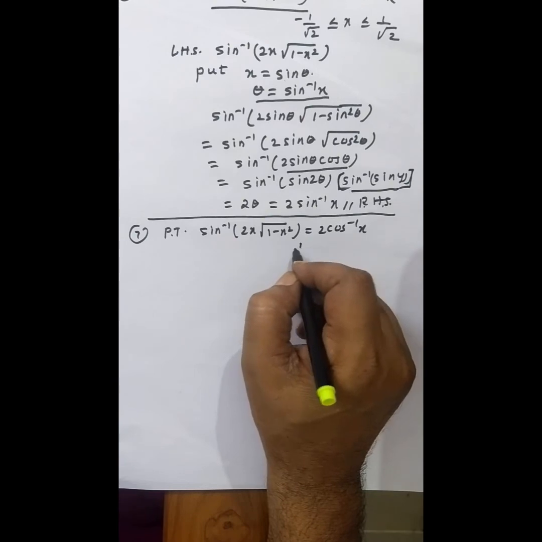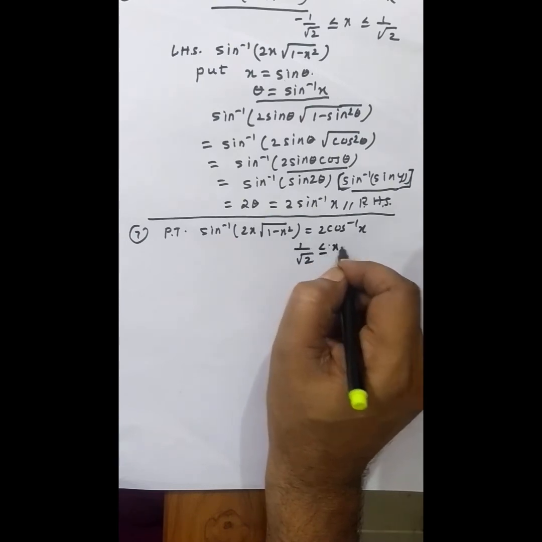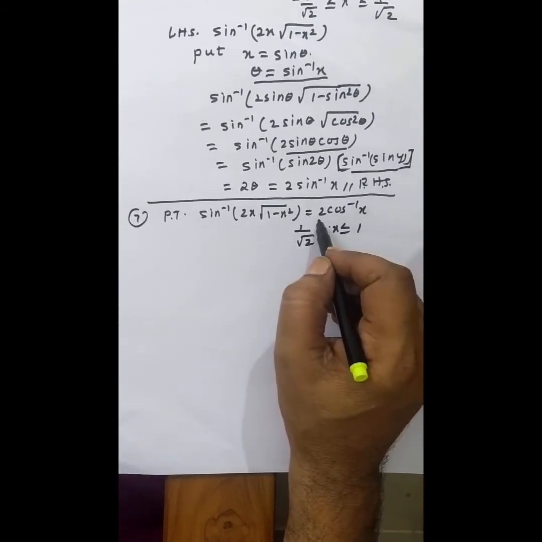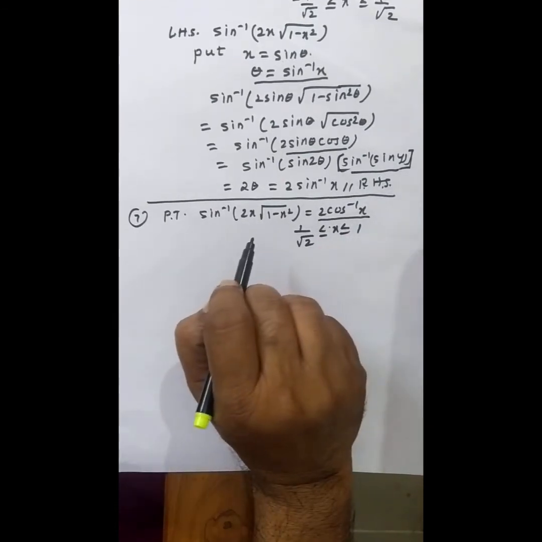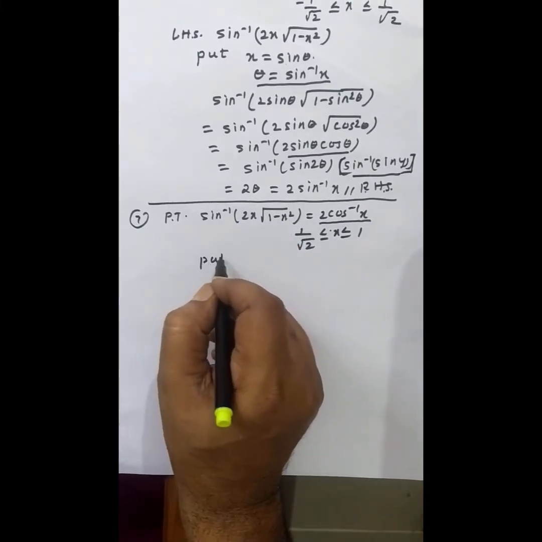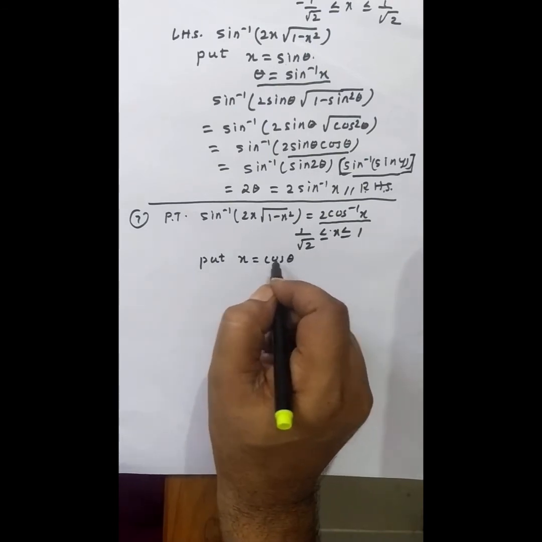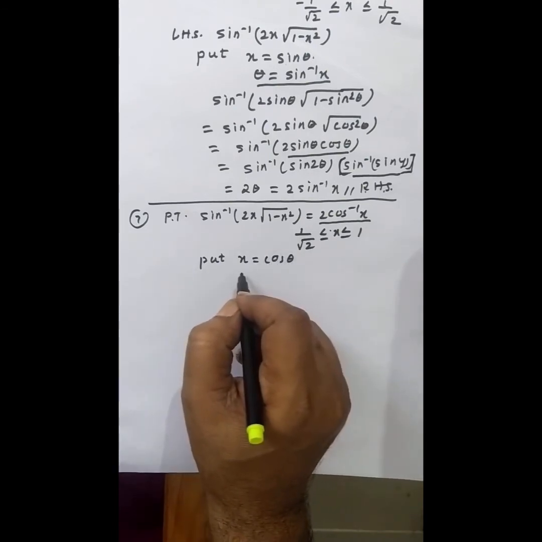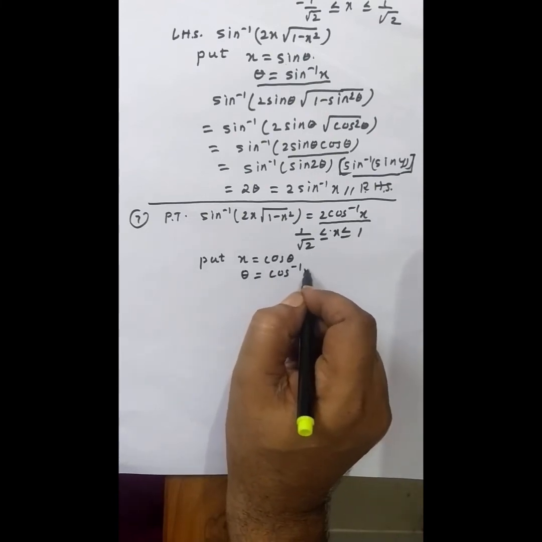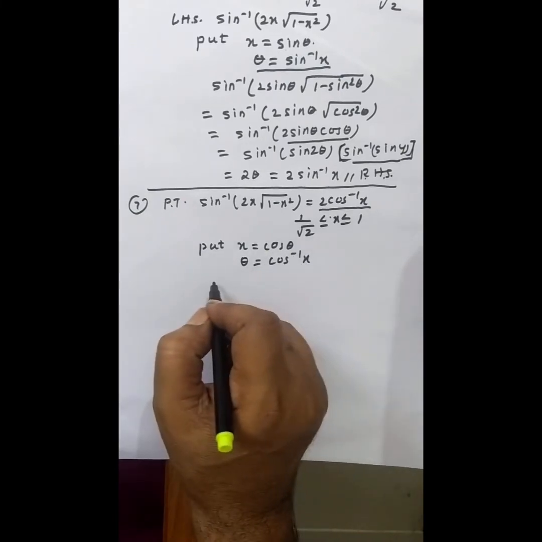So under the given condition, 1 by root 2 is less than or equal to x, less than or equal to 1. Now here the right hand side is 2 times cos inverse of x. So to go for substitution, put x is equal to cos theta. If you put x is equal to cos theta, theta will be cos inverse of x.